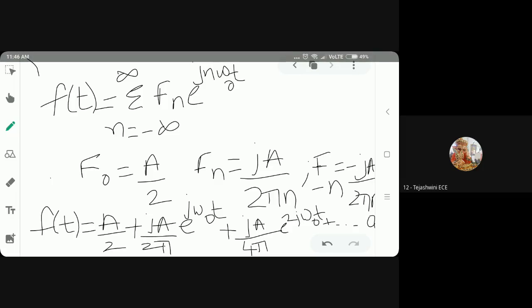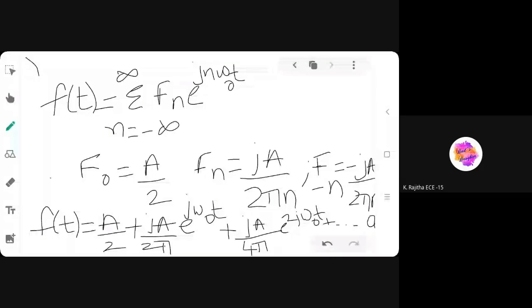Yes, ma'am. I still have to write some terms as the continuation of this. What is f minus 1 equal to? Minus Ja by 2 pi. What is f minus 2 equal to? Minus Ja by 4 pi. What is f minus 3 equal to? Minus Ja by 6 pi.